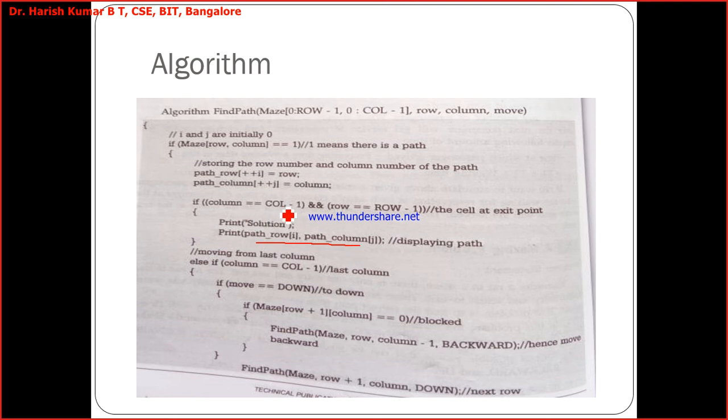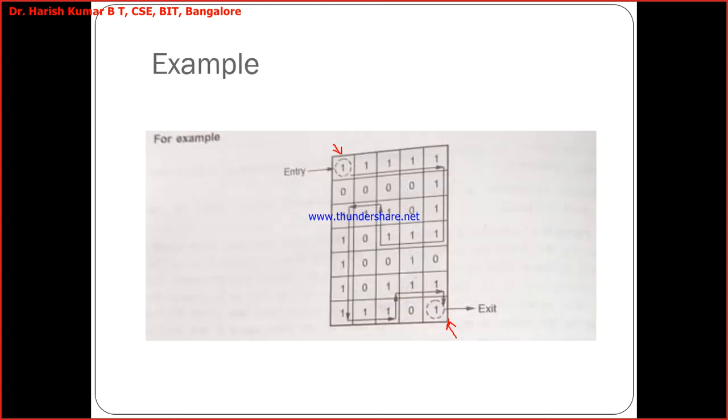Next, if this is not true, in case I have not reached the end of the column and end of the row, next what I have to do, moving from the last column. Okay, so I am checking whether I've reached the last column. First I checked whether I've reached the exit point. If I have not reached this point, then I go for checking whether I've reached the last column. So I may be still in the first row itself, but I might have reached the last column.